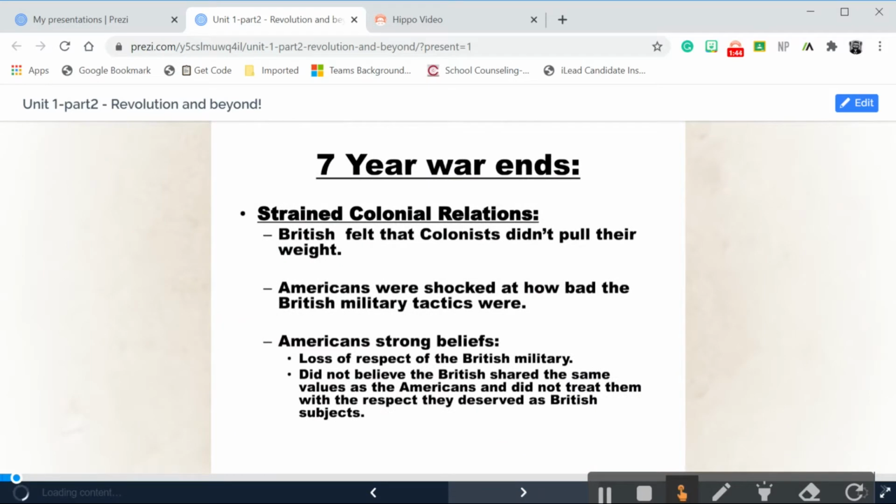So the relations are very strained. Great Britain felt that the colonists didn't pull their own weight. Americans were shocked at how bad Great Britain's military tactics were. America lost respect for the British military, they didn't feel that the British shared the same values with them, and were angry because they weren't treated with the respect they deserved as British subjects.